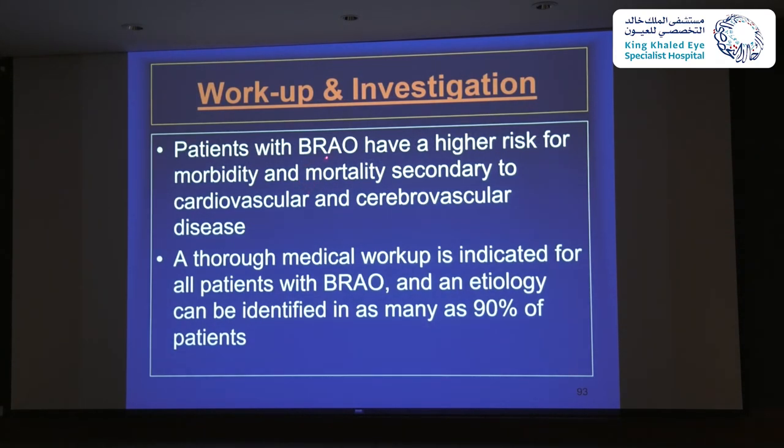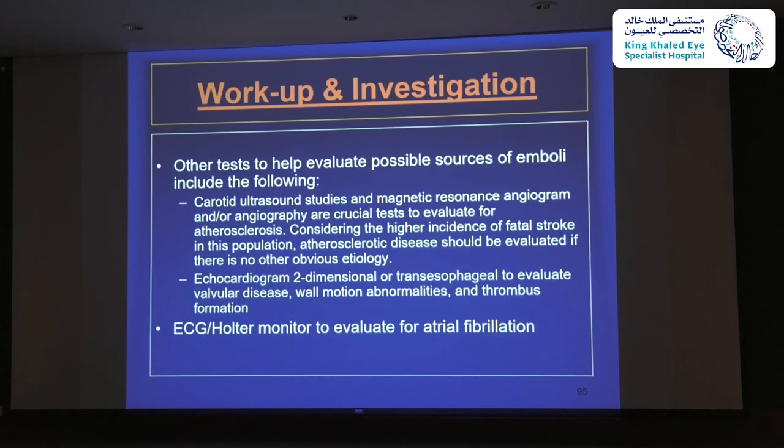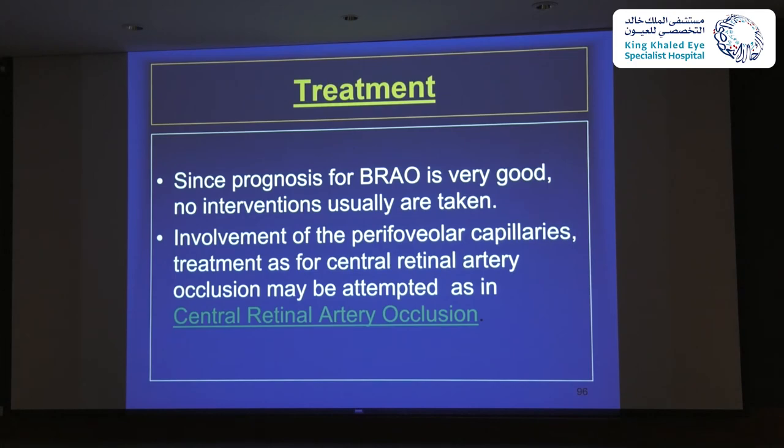And visual prognosis is similar to the elderly patient. Patients with branch retinal arterial occlusion have higher risk of morbidity and mortality, secondary to cardiovascular and cerebrovascular disease, and a thorough medical workup is indicated for all patients with branch retinal artery occlusion. Etiology can be identified in as many as 90% of the patients. These are the labs, which are almost the same as in central retinal artery occlusion. As for treatment, there is actually no special treatment, unless there are complications, like the patient having neovascularization.